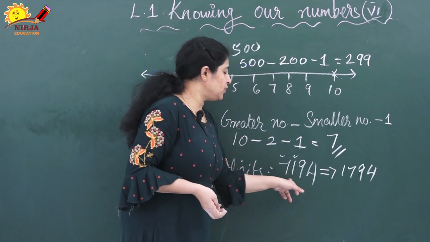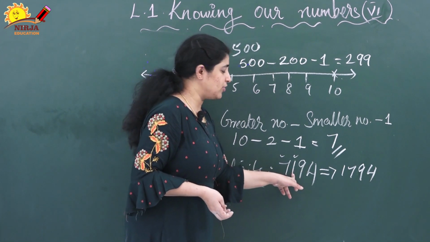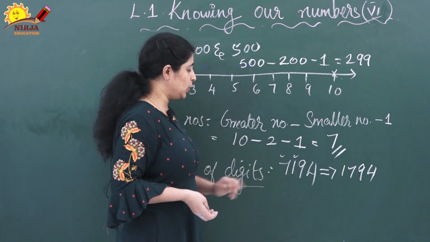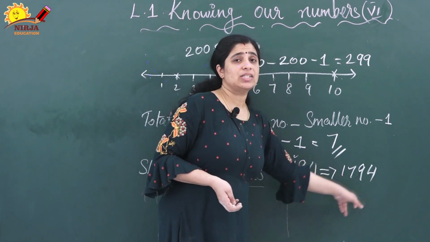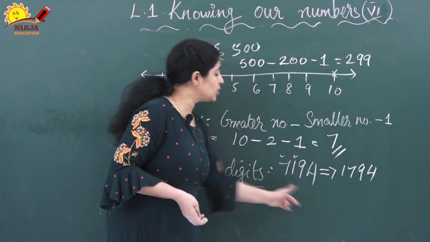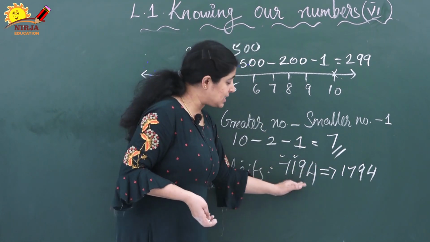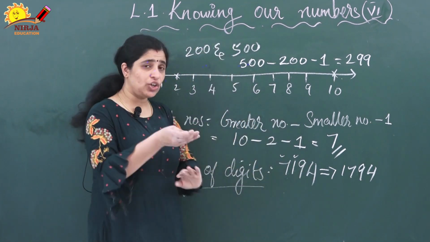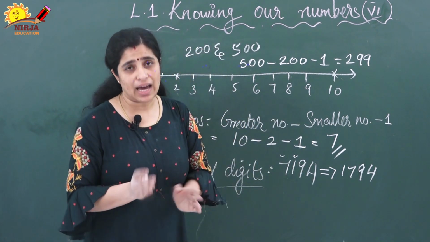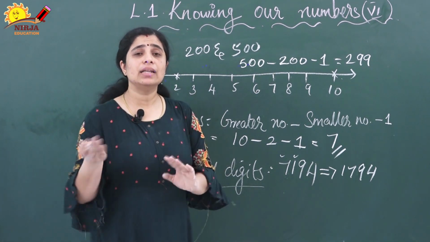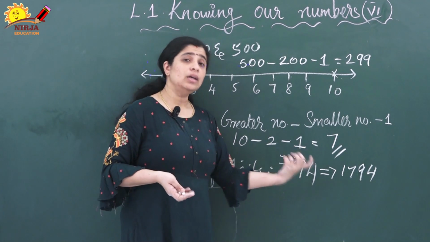I am going to shift only the digits in hundreds place and thousands place. By shifting, what will you get? 1794. So this number is lesser than the given number. Like this way you can shift the digits, and by rearranging the digits you will get a lesser number and a greater number than the given number.